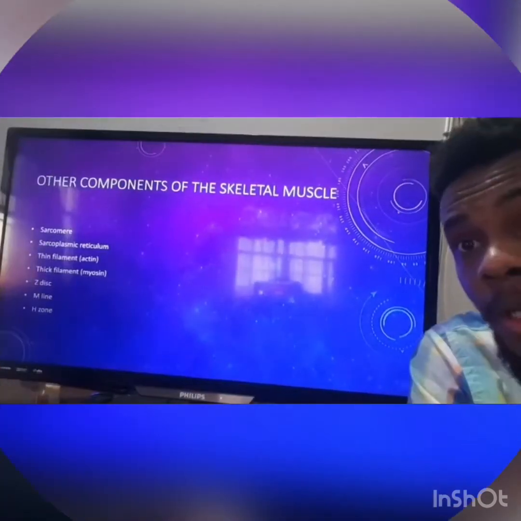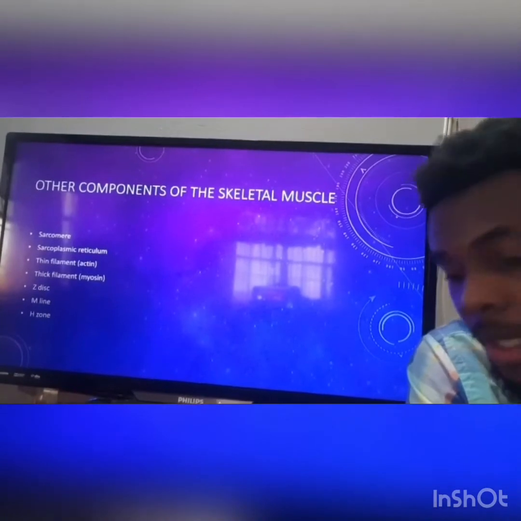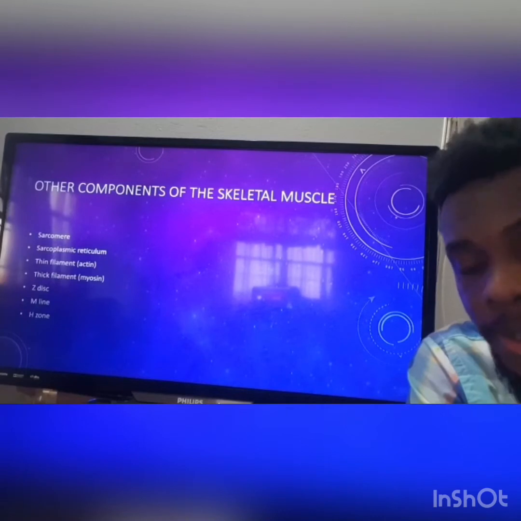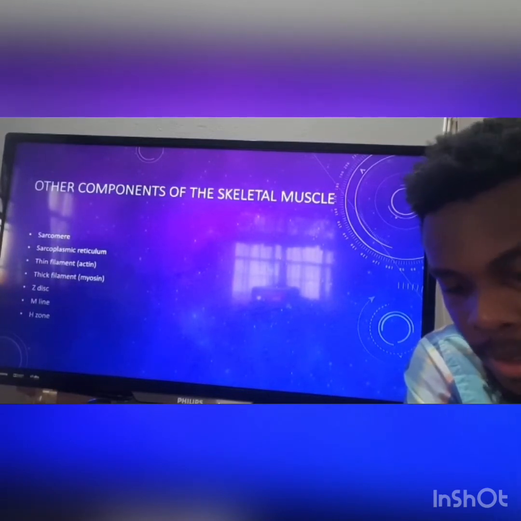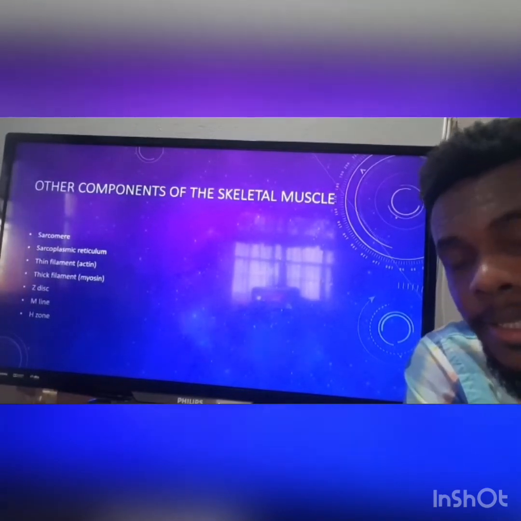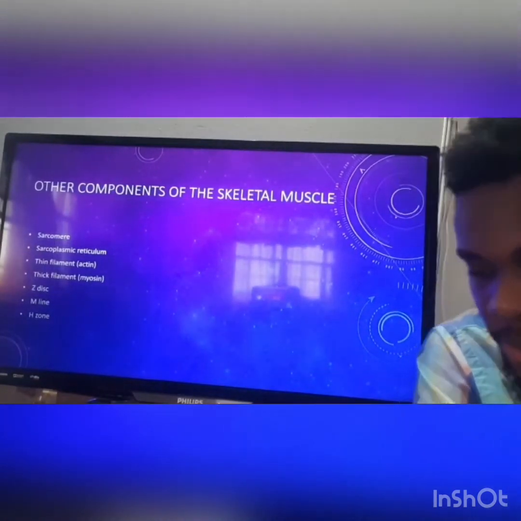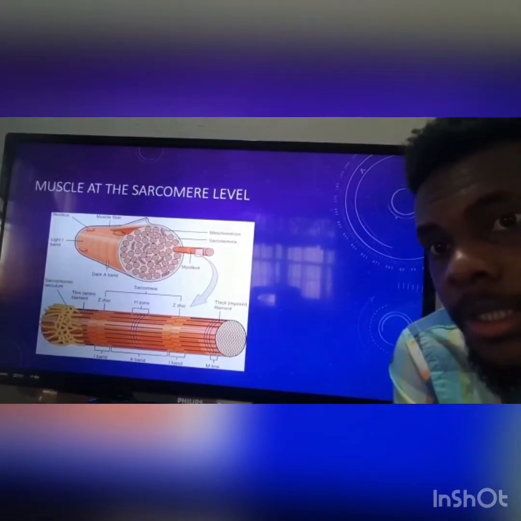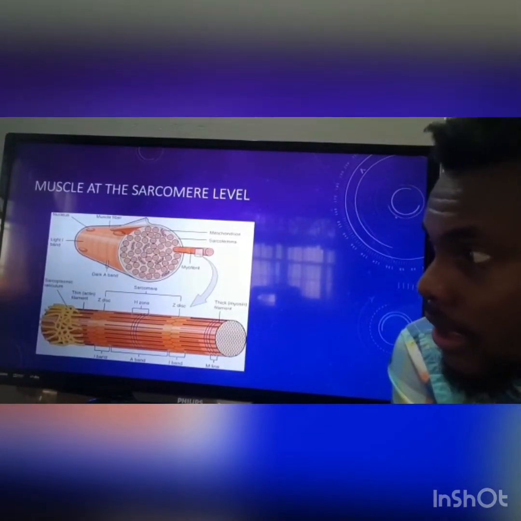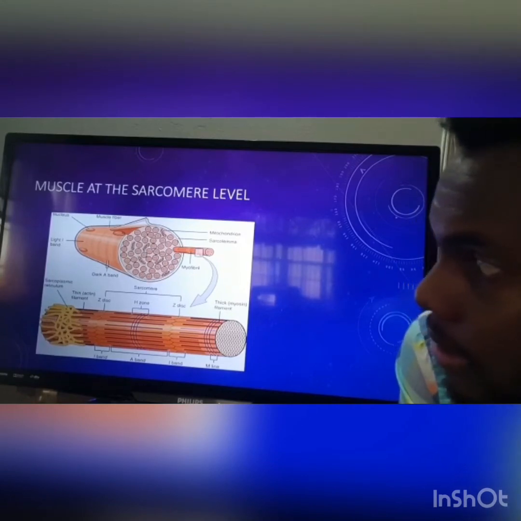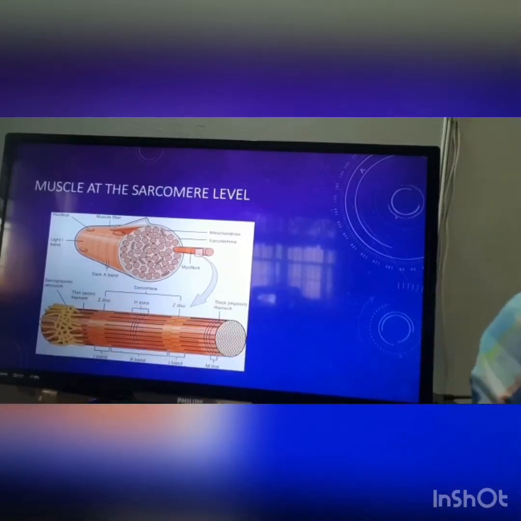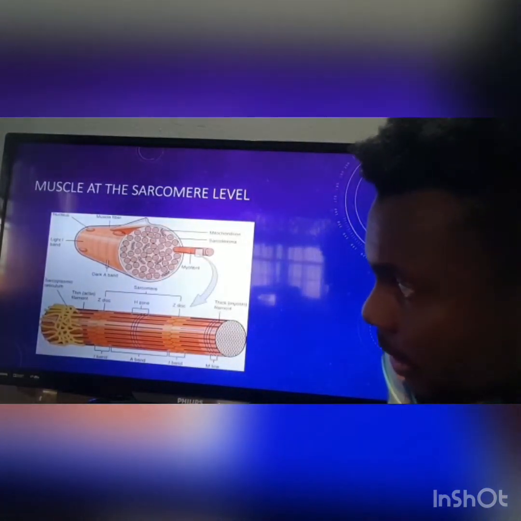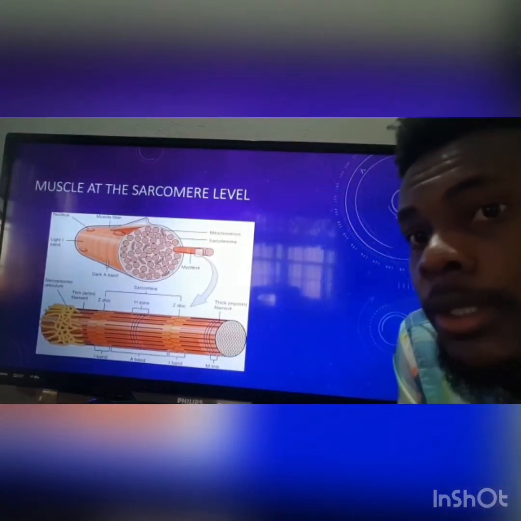Okay, so the other components of the skeletal muscle we have at micro level are the sarcomere, the sarcoplasmic reticulum, the thin filament, the thick filament, the Z-disc, the M-line, and the H-zone. So the sarcoplasmic reticulum, right? This is actually good for storing calcium. Then we have the thin filament, which is made up of actin. These connect to the Z-disc through a protein called nebulin, right?